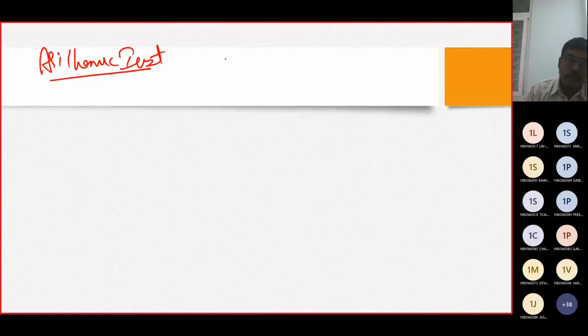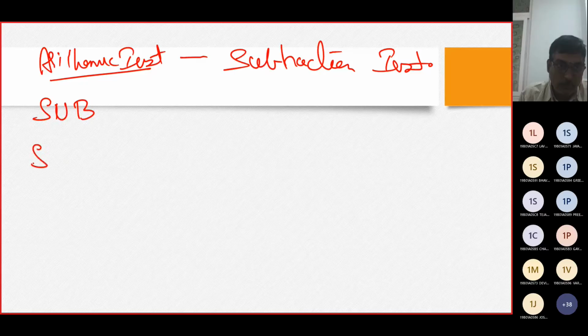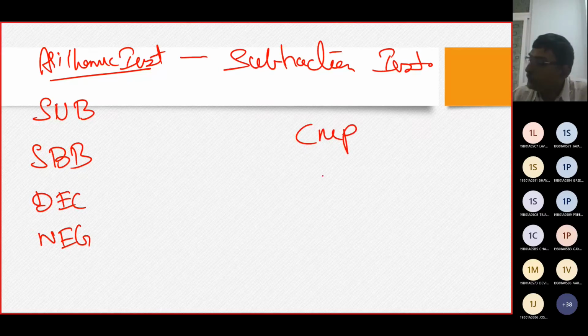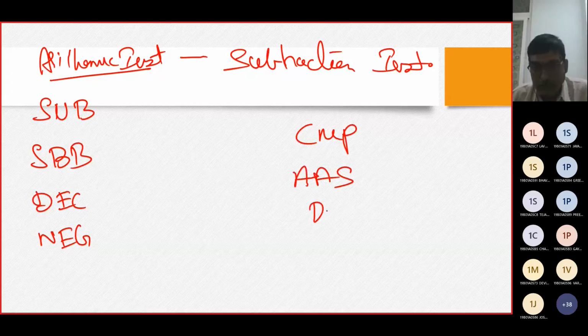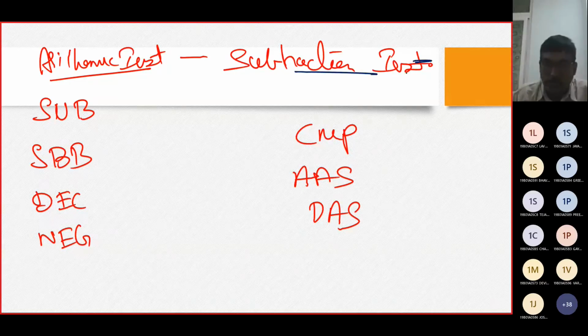The next tab in the arithmetic operations will be the subtraction instructions. In the subtraction instructions, we will have SUB, SBB, followed by DEC, and then NEG, and thereby CMP, AAS and DAS. These are the different instructions in the subtraction instructions.